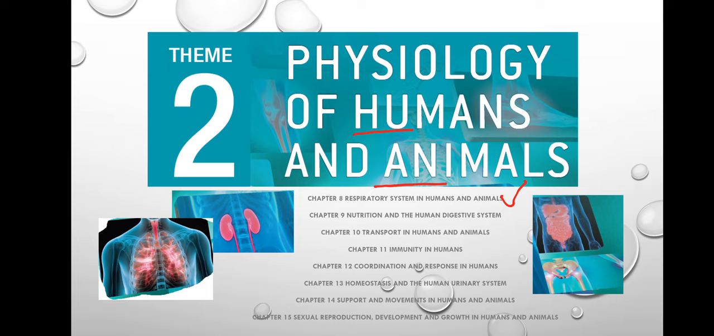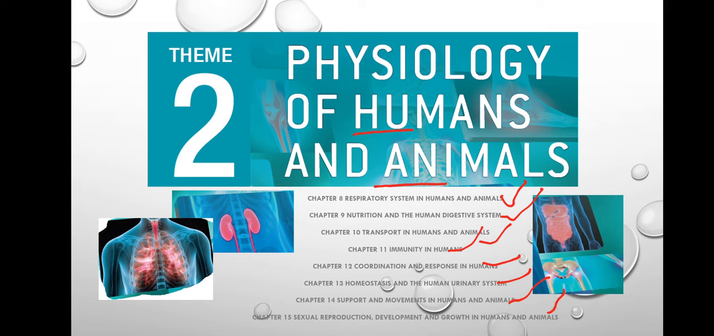see is about respiration, which is about to start after this. Then nutrition, then we have transport. Then immunity, this one is only human. Then coordination and response, in human. And homeostasis and human urinary, so human also. Then we have support and movement, this one we will see animals and human. And lastly we will see reproduction, development and growth in human and animal.